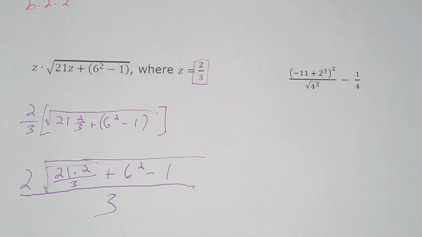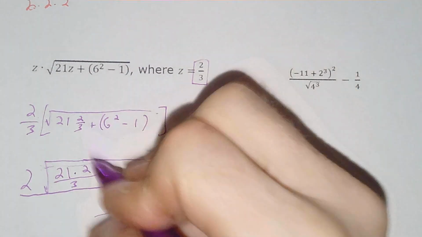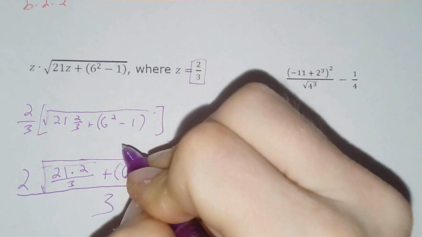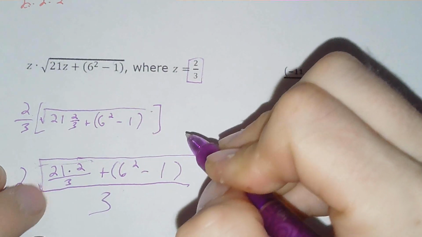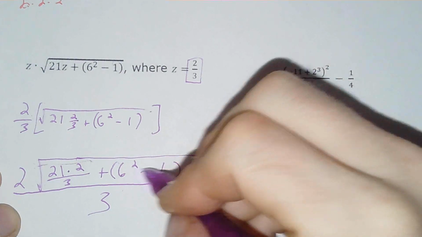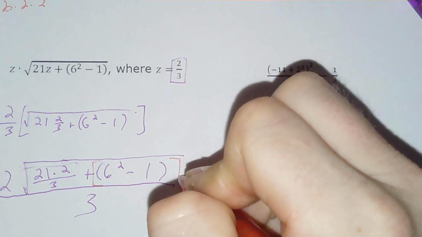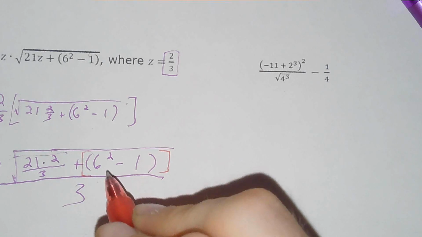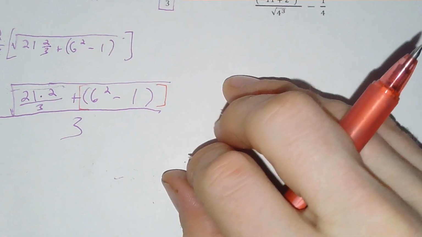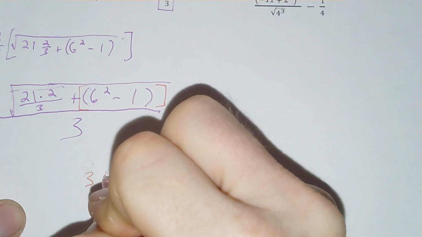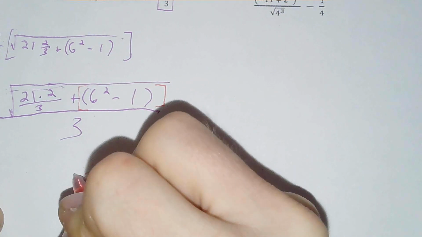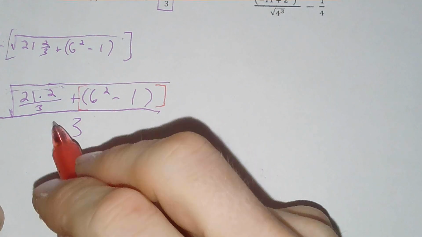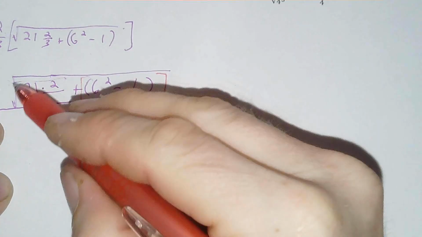So this is the mess that we found ourselves in, but now it's not too bad to clean it up. This is still in parentheses, and we've got to follow PEMDAS. Work the parentheses first. Our parentheses is 6 squared minus 1. It's going to be 36 minus 1, so we're going to have 35, and it's positive.